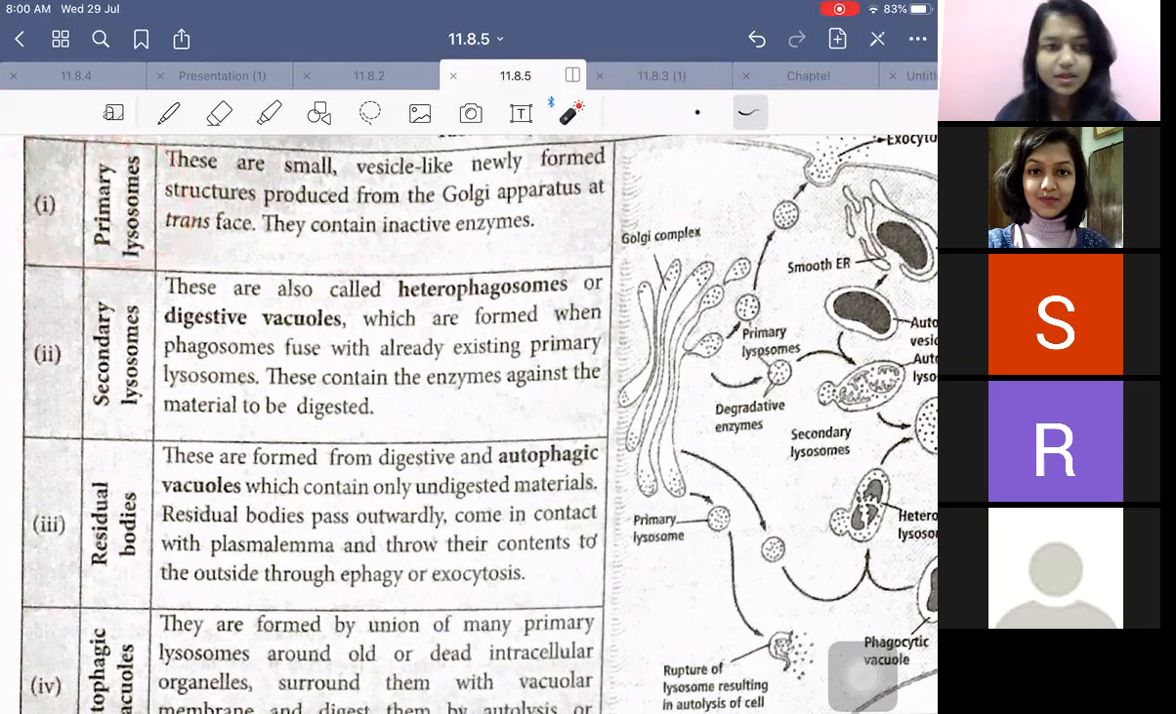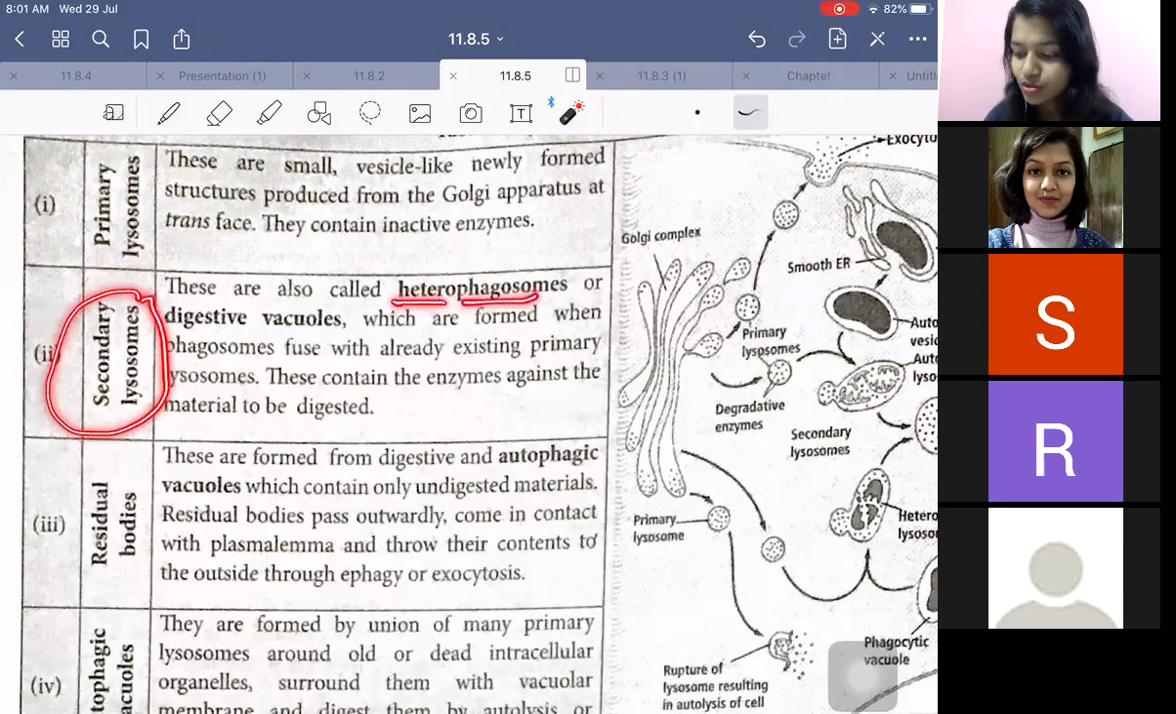Yes? So in the primary lysosome, everything will be inactive. All the enzymes which are present in the primary lysosome will be inactive. They will not be functioning. Primary lysosome. Just now a lysosome has been formed. Now, secondary lysosome. It is also called heterophagosome, or digestive vacuole.